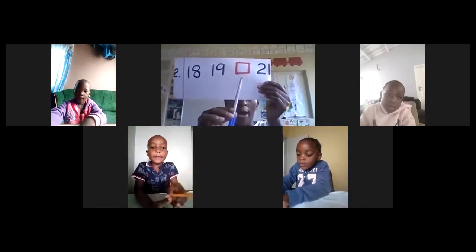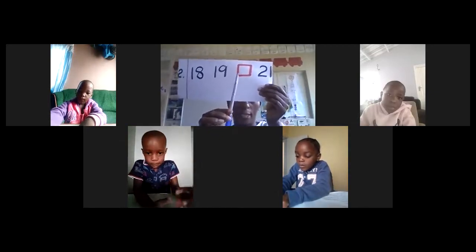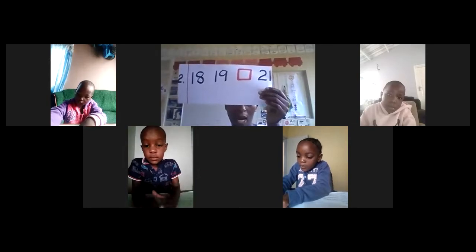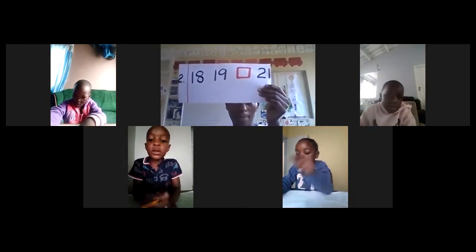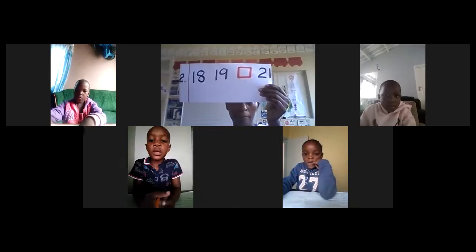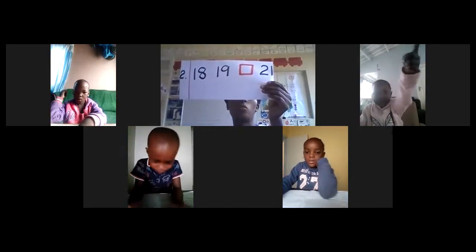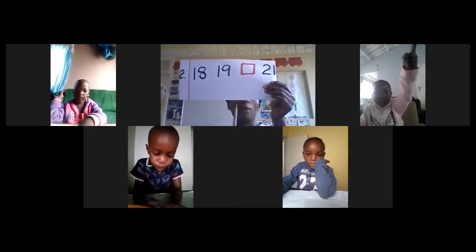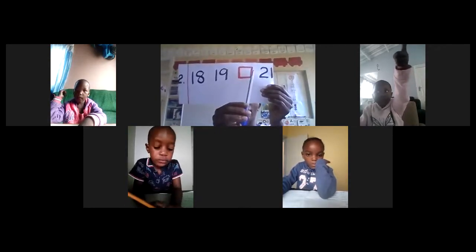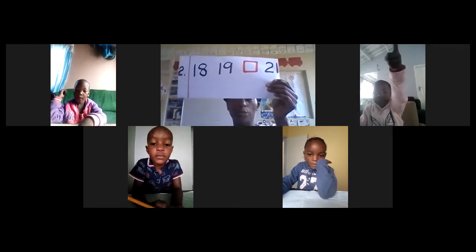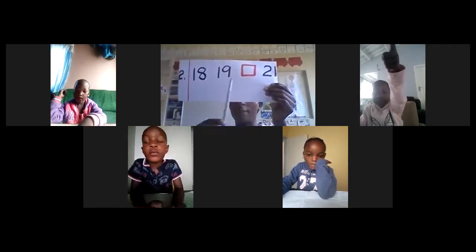And how do we write number 20? Can you tell us how do we write 20? Which number comes first when we're writing 20? 2 and 0. Very good, wonderful, a star for you there. We write 2 first, then we write 0. That's how we write 20. So that is our missing number there.